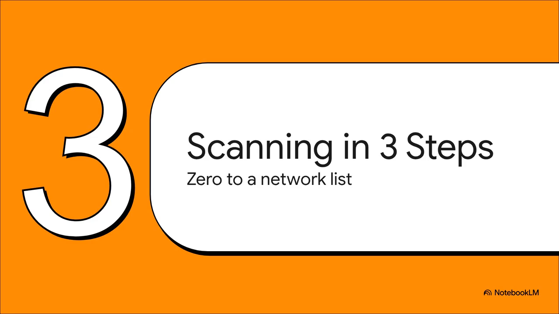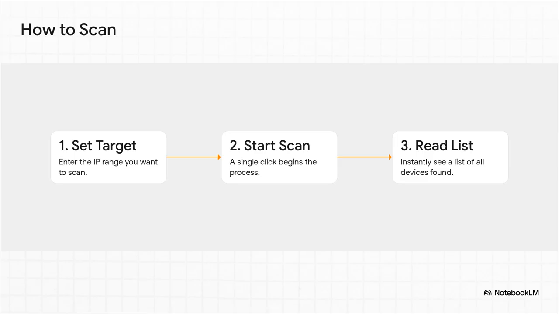You know, what's really brilliant about it is how simple it is. You absolutely do not need to be some networking wizard to use it. The whole process is basically just 3 easy steps. So first, you just tell it where to look, you pop in the IP range. Second, you hit start. And third, you just read the list that pops up. That's it. It's designed to be as frictionless as possible to get you from question to answer.